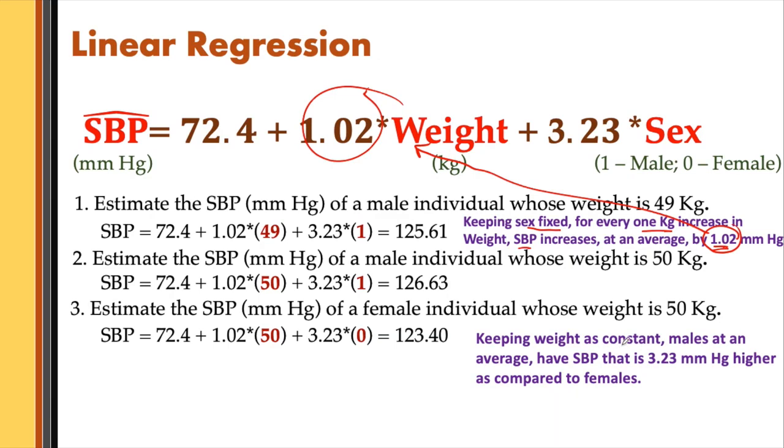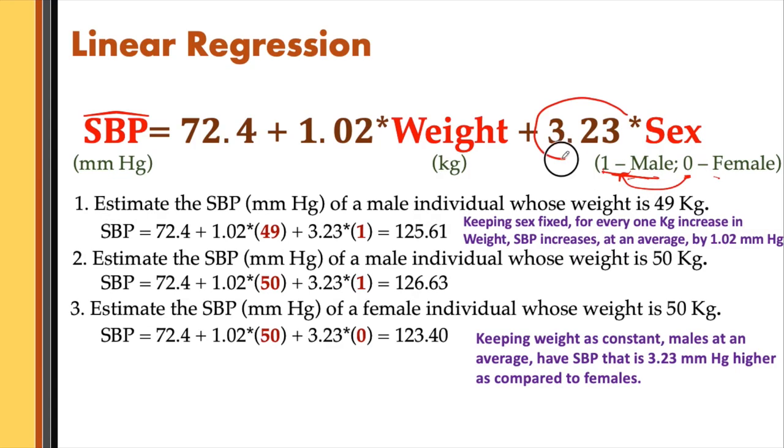Similarly, keeping the weight constant, males on average have a systolic blood pressure which is 3.23 millimeters of mercury higher as compared to females. The coefficients here are the effect when you change this value up by 1 unit. So a 1 kilogram increase of weight leads to an increase of 1.02 in the systolic blood pressure. Increasing the value from 0 to 1, in other words, you're referring to males compared to females. Males have 3.23 millimeters of mercury higher as compared to females. Again, these coefficients are the changes in the systolic blood pressure when you change these values up by 1.